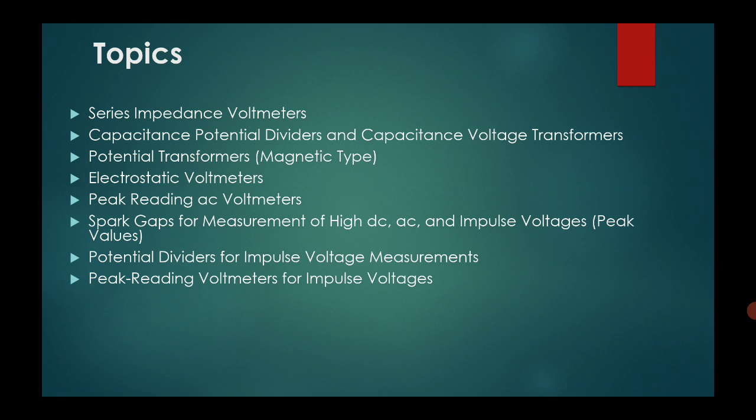We'll talk about peak reading AC voltmeters, followed by spark gaps for measurement of high DC, AC and impulse voltage that are peak values. Then we'll talk about potential dividers for impulse voltage measurements, followed by peak reading voltmeters for impulse voltages. So we'll continue with the first one.